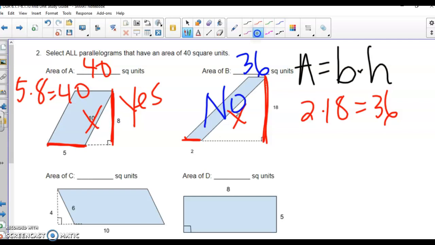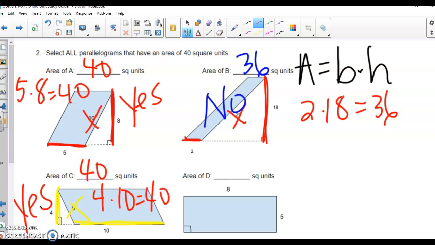All right, part C. If you had outlined the base and the height, you can see that the base is 10 and the height is 4. You will not use the 6 because it is a slant line. It is a distractor. It's not a base or a height. So let's multiply right here. 4 times 10, and that'll be 40 square units, and that's what we're looking for. Yes.